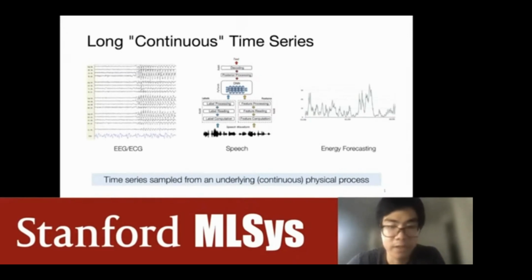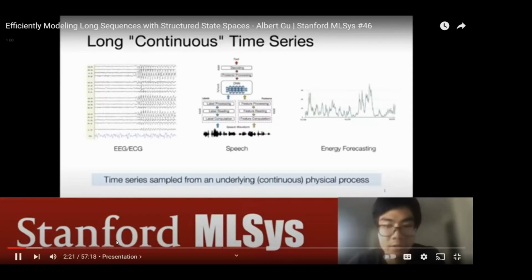So for example, speech data is typically sampled at 16,000 hertz or even higher, which means that for clips of just 1 or a few seconds, the sequences are tens of thousands of samples long, which is already much longer than what deep learning models can typically deal with. So unlike other ML fields like vision, where end-to-end deep learning models perform well, in speech, for example, typically you need to rely on substantial feature engineering and complicated pipelines.